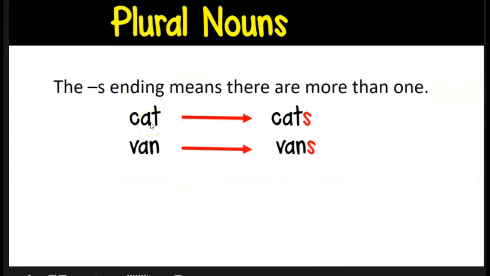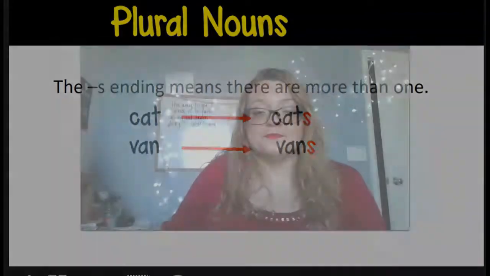So we have the word cat, that's one, right? If I have two, I have two what? Cats. We just add the S to the end. So this is one van, but in a parking lot, there might be many what? Vans. Now it makes a Z sound, but we know that the letter S can sometimes say Z. So vans is still an S. What letter do we add to the end?